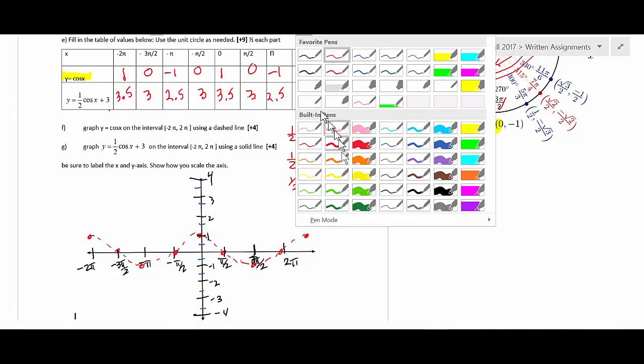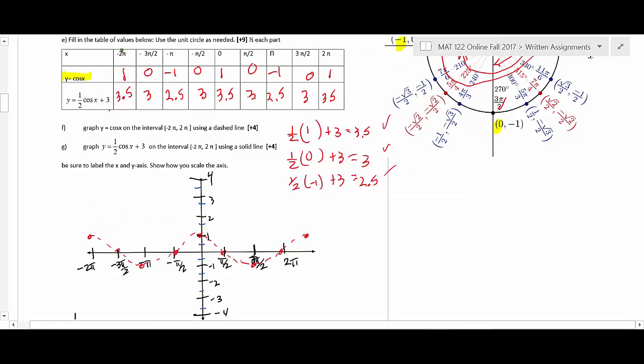Now what I'm going to do is pick a color. Let's go with green or something like that, and just plot the points. So at -2 pi, we are up at its maximum, 3.5. At 0, we are at 3, which is like the midpoint. At -pi, we're at 2.5, which is really the low point. At -pi over 2, we're back to 3. And then at 0, we're back to 3.5. So right there would be one cycle. Then the rest of them just repeat.